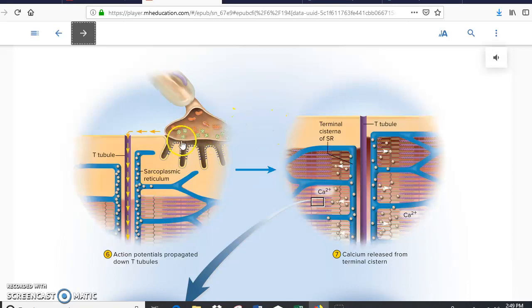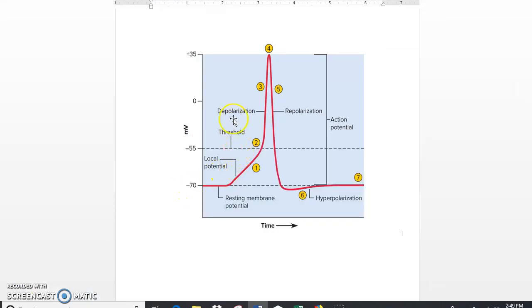However, you contract the muscle due to the fact that there's an action potential from this point to this point right here. Okay, and the action potential, as we said, is going to be depolarization and repolarization. Depolarization happens because sodium goes inside the cell. Repolarization happens because potassium goes outside the cell.